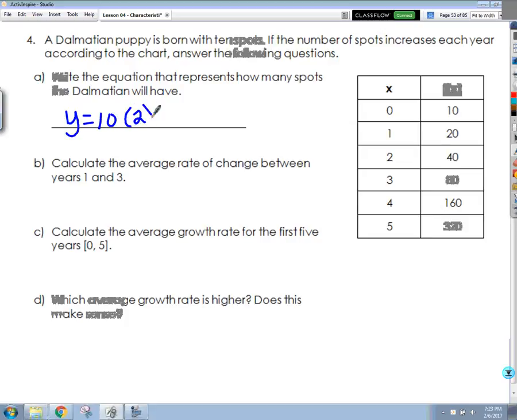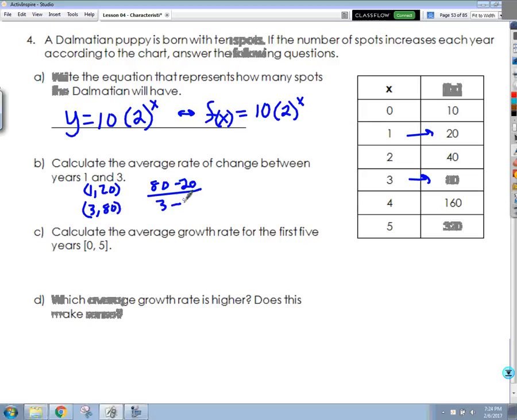Take note, you can also write it like this, function notation, f of x equals 10 times 2 raised to the x. They're one and the same, okay? I need y'all to start recognizing that. Alright, so we got an equation. Calculate the average rate of change between 1 and 3. So that's 20 and 80 for the sake of our points. And then use your rate of change, so 80 minus 20 over 3 minus 1, and we get 60 over 2, which is 30.